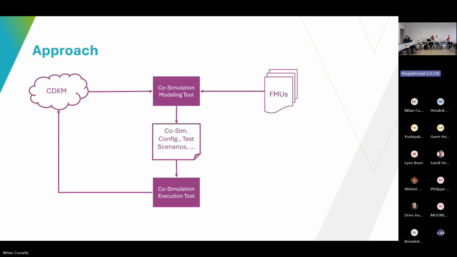To give a bit more detailed look at how this actually works, we have basically, again, two tools. One is the co-simulation modeling tool at the top here, which I'll show a bit more detailed in a minute. And then we have this co-simulation execution tool to actually run these co-simulations. So for example, in this co-simulation modeling tool, we basically import the cross-domain knowledge model, and also we can import models from different modeling tools. In this case, we're working with functional mockup units, so we're using the FMI standard to import these models.